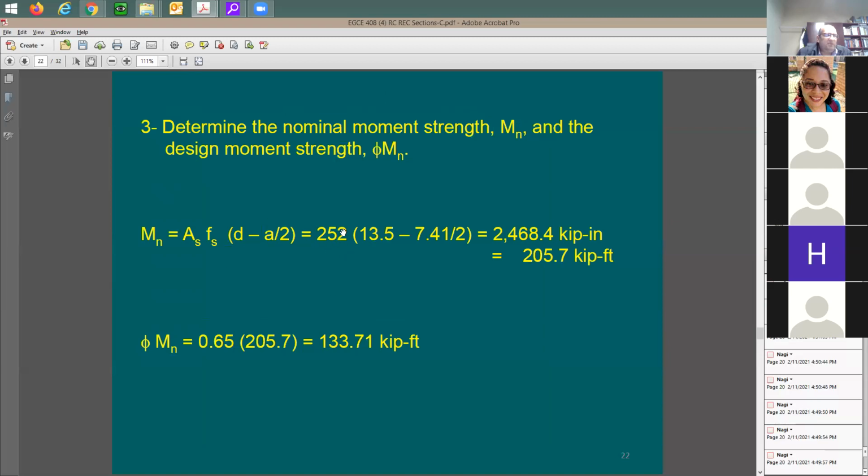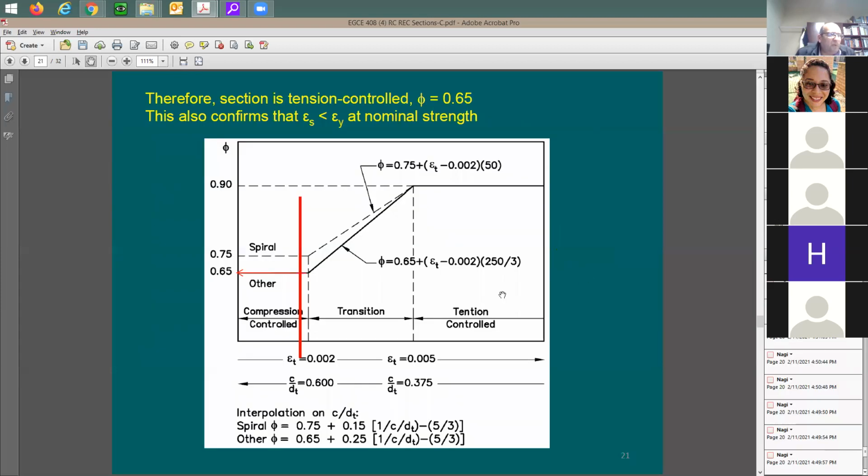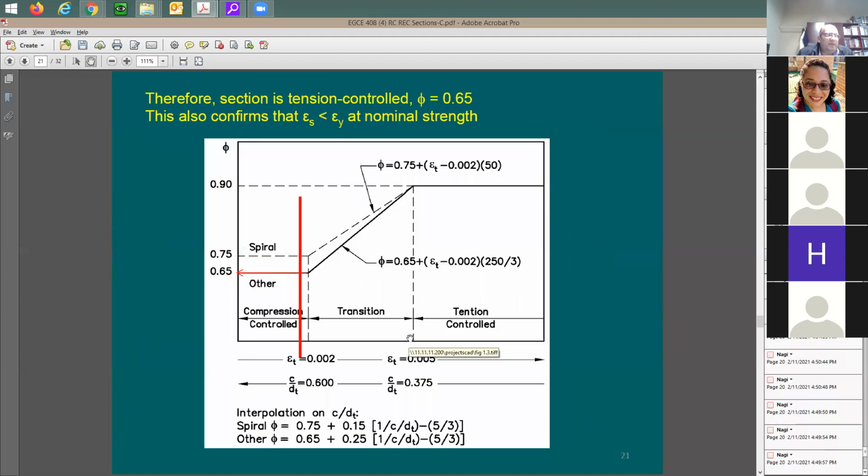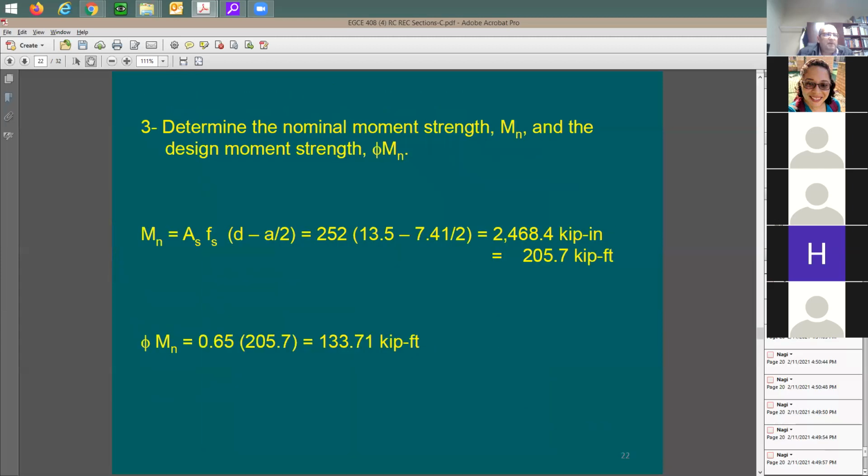So, okay, here's the tension force. 13.5 minus a over 2. Where did you get this 7.41? I'm going to take you back here one slide. Here's a, 7.41 from my analysis, divided by 2. I have it here in kip-inch because this force is giving kips, and this dimension is giving inches. Take this divided by 12, it's going to be in kip-foot.